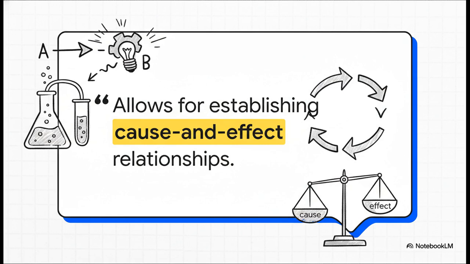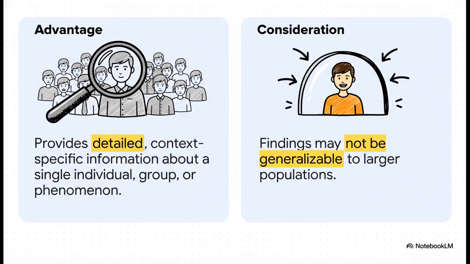And this is the superpower of experiments. When you do them right, they are the only tool that lets a researcher go beyond just saying two things are related and actually establish true cause and effect. It's the difference between saying, A seems to be connected to B, and proving that A causes B. Huge difference. Another one of these specialist tools is the case study.